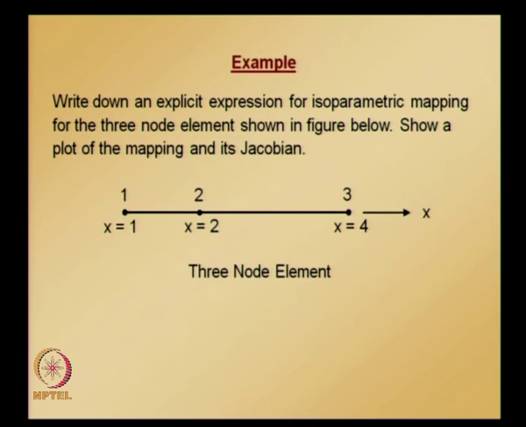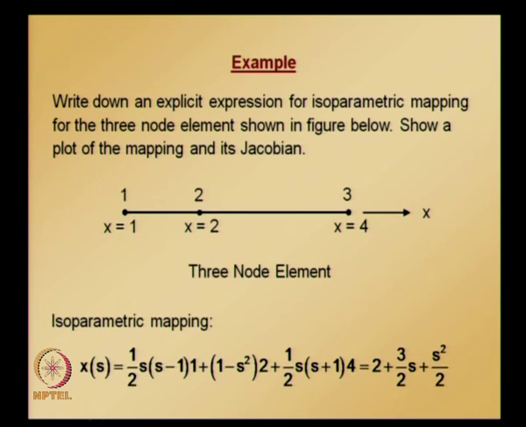Write down an expression for isoparametric mapping for the 3 node element shown in the figure below and plot the mapping and its Jacobian. The actual element nodal coordinates are given. Isoparametric mapping gives us a relationship between x and s. Substituting the shape functions of the parent element and the nodal values of the actual element x1, x2, x3, we obtain this relation.